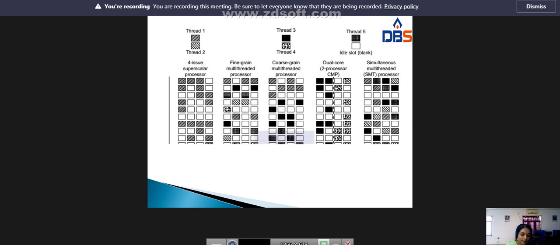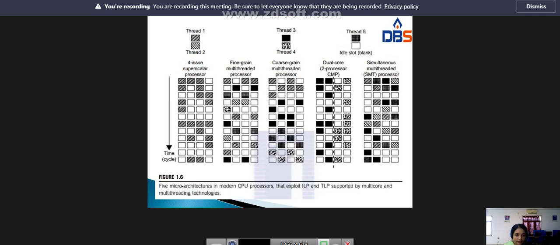In this we have 5 independent threads: 1, 2, 3, 4, 5. You are seeing these boxes. These are the 5 threads, we have 5 multi-threads. For each and every multi-threading we have 4 pipeline data paths in each of the 5 processors, from left to right, 4-issue. The first one is a 4-issue superscalar processor, the second one is a fine-grain multi-threaded processor, the third one is a coarse-grain multi-threaded processor, the fourth one is a dual-core processor, and the fifth one is a simultaneous multi-threaded processor.